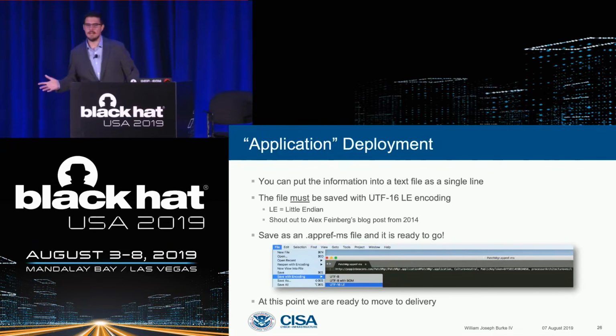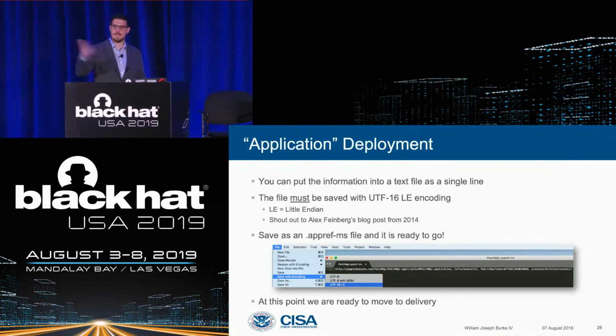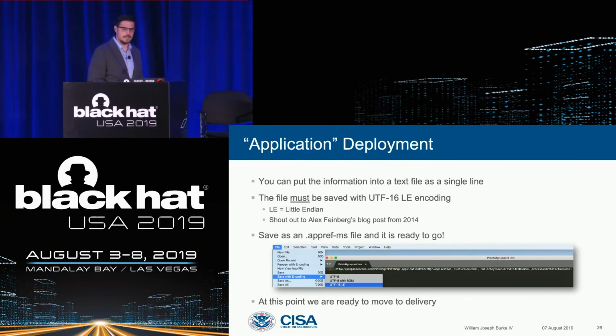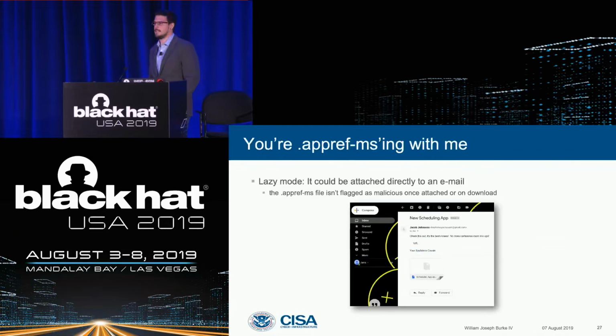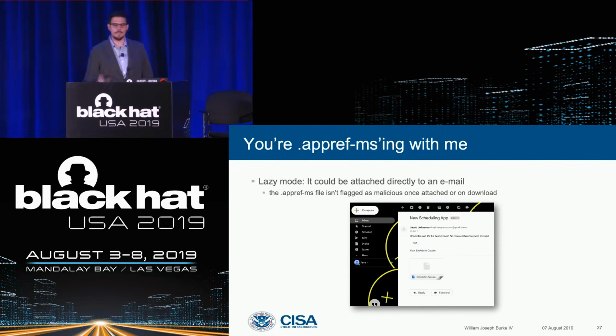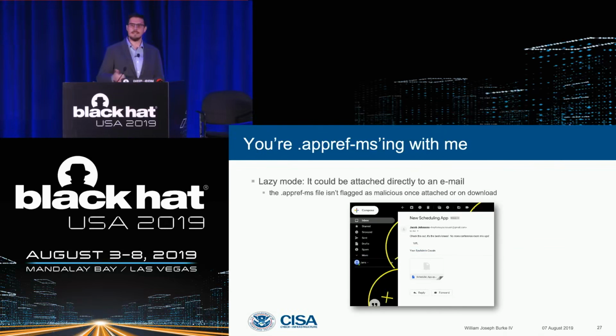So now we can throw this out. We have our Appref MS file. We have our application deployed, and it's ready for delivery. So when it comes to testing, the first thing I'm going to look at is the laziest way. Can I throw it directly in email as an attachment? And the answer is yes. So dropping the Appref MS file directly into Gmail for sending, delivery, receipt, execution, at no point in that process was it ever flagged.